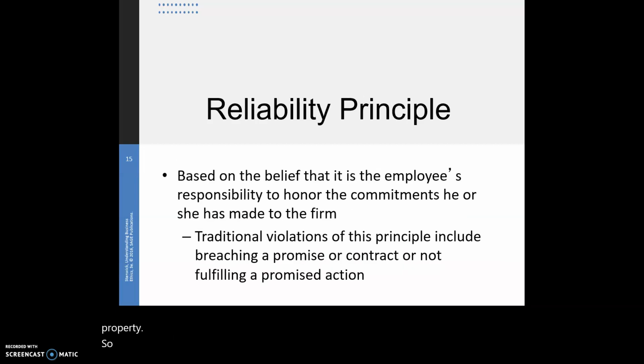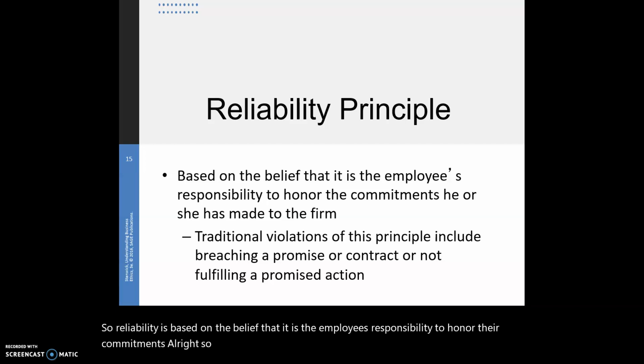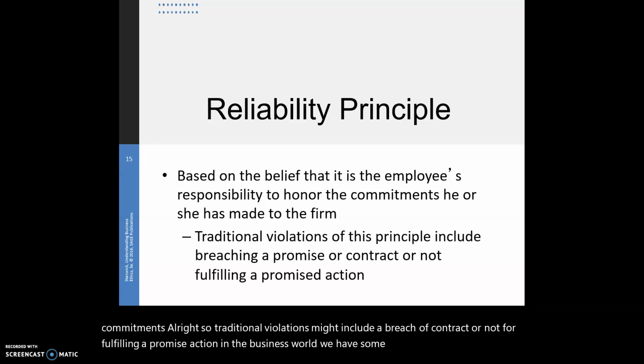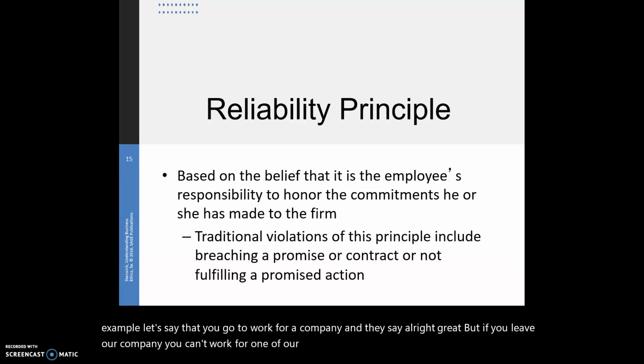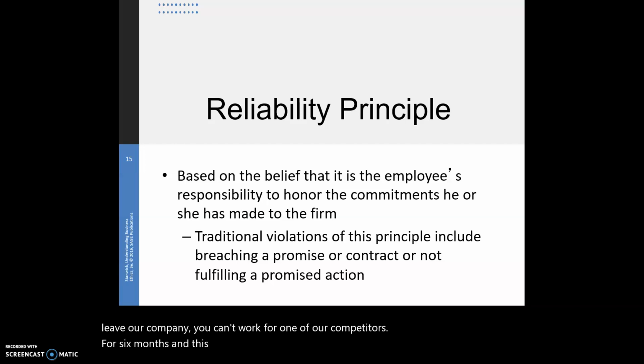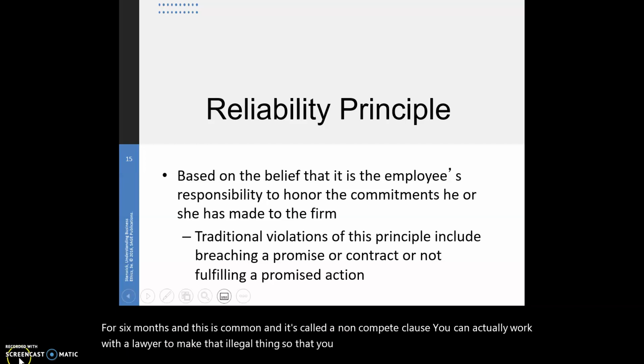So reliability is based on the belief that it is the employee's responsibility to honor their commitments. All right. So traditional violations might include a breach of contract or not fulfilling a promised action. In the business world, we have some actual legal pieces in place. For example, let's say that you go to work for a company and they say, all right, great, but if you leave our company, you can't work for one of our competitors for 6 months. And this is common, and it's called a non-compete clause. You can actually work with a lawyer to make that a legal thing so that you can't compete with your former employer.